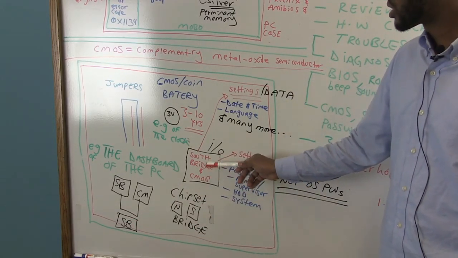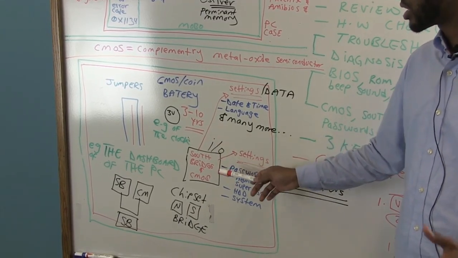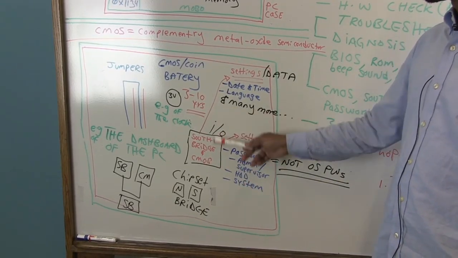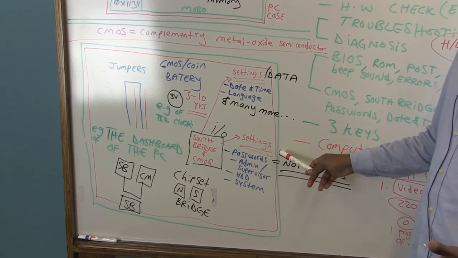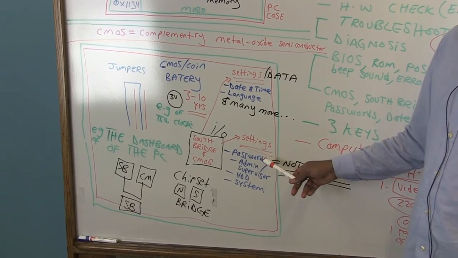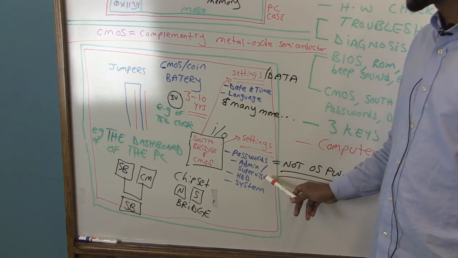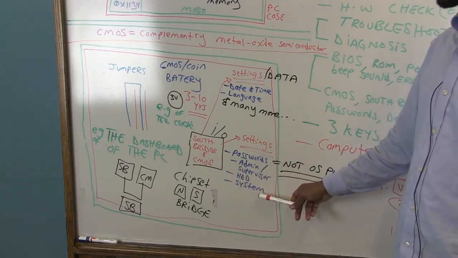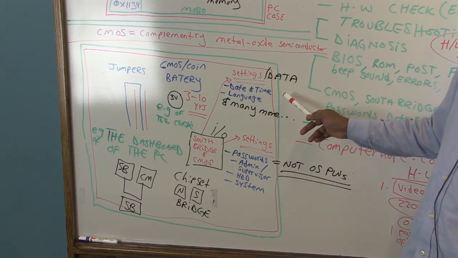So South Bridge deals with the IOs, inputs and outputs. However, today's topic is CMOS, complementary metal oxide semiconductor, which deals with the settings. Some examples of the settings and data are passwords. And what type of passwords? We summarized it in three. There is more than that. Admin or supervisor, hard disk drive password, system password. Also language, date and time.